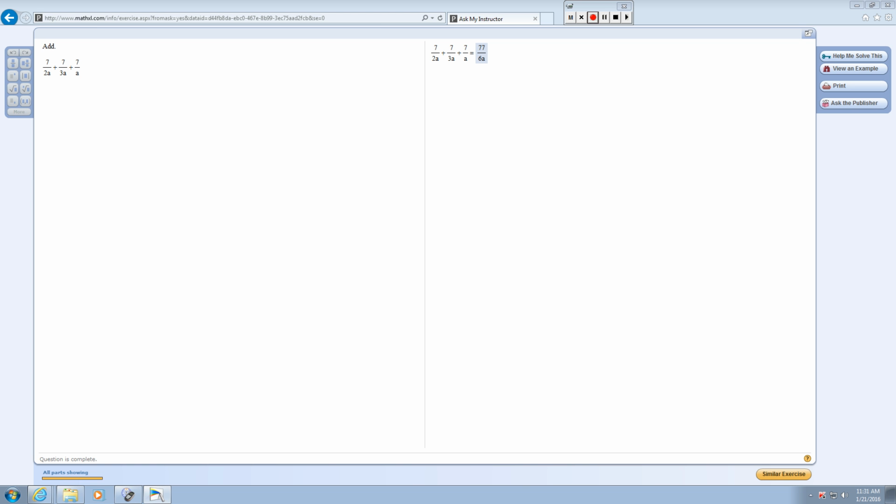Now this is an explanation. I'm going to explain it to you in this way because some of you may have not done common denominators in a long time. So, how many times will 2a go into 6a? 3 times. 3 times 7 is 21.